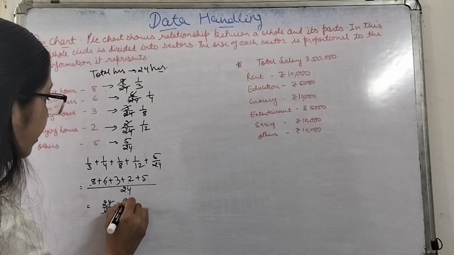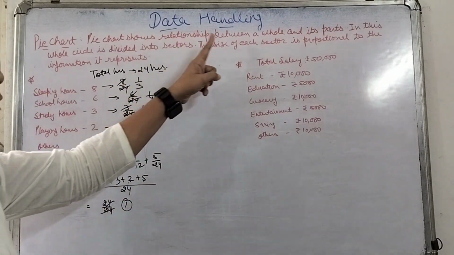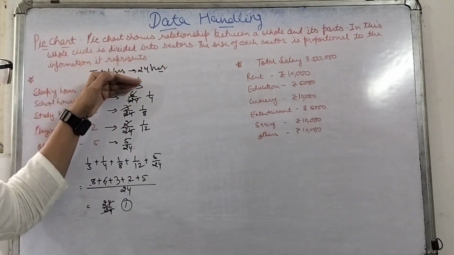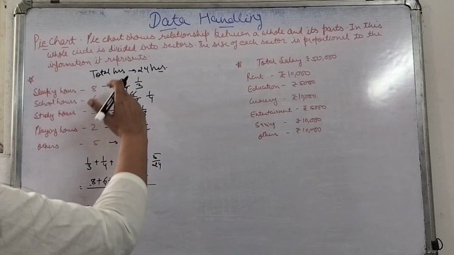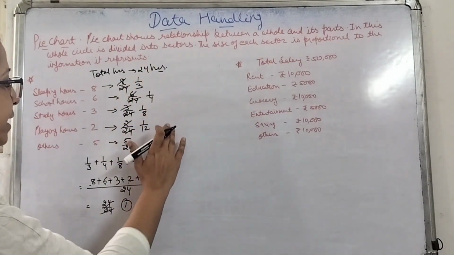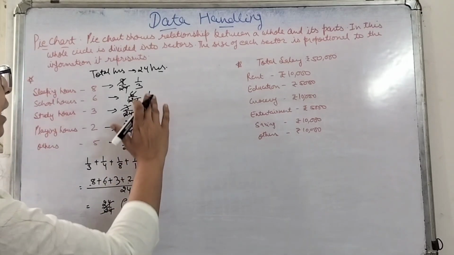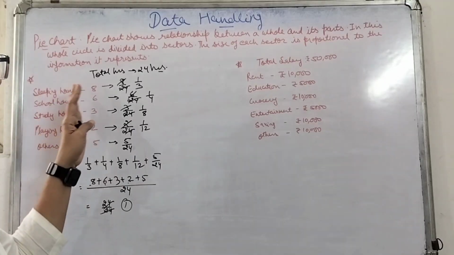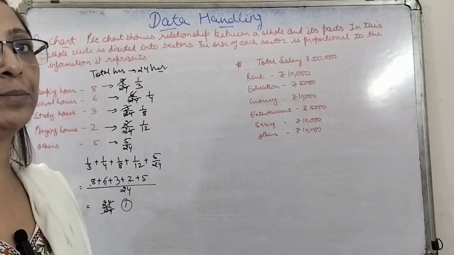That is 1. That means we have found the relation between the whole and its parts. This is the whole, the whole day, and these are the parts. This is how we can find its relation. We can convert all the activities into fractions, and in all cases the sum of all the fractions will be equivalent to 1, because we have divided the whole into parts. Now if we have to represent this information in a pie chart, how will we represent it?